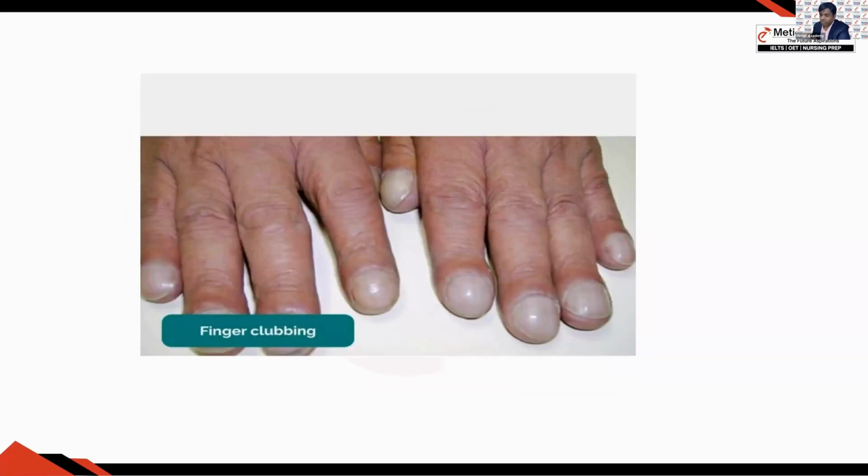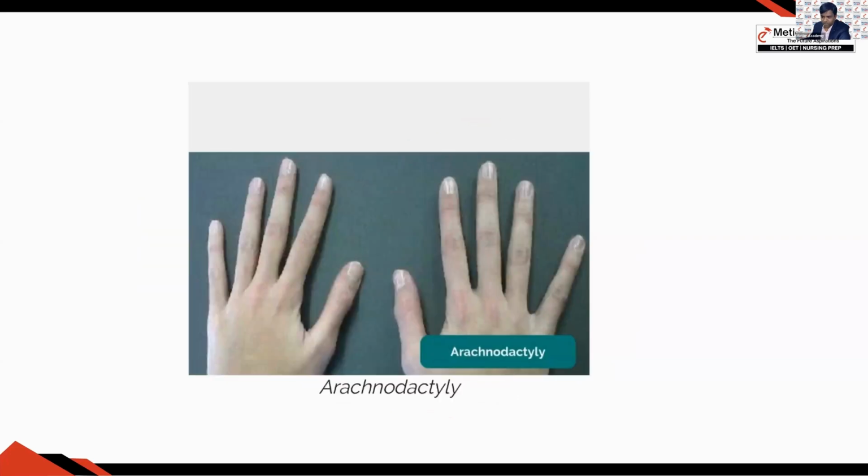Finger clubbing, image-based question. See the finger, the nail, how it's clubbed here. Am I right? It's finger clubbing. See the difference of clubbing here. Finger clubbing is seen in chronic hypoxia. I didn't discuss this one. These are all findings which you can easily identify.